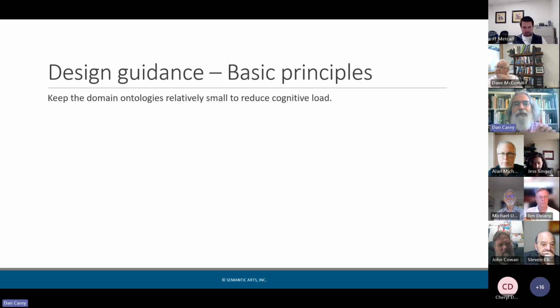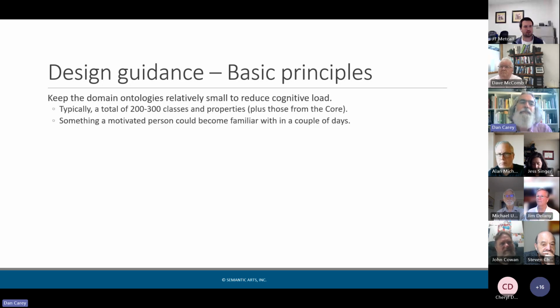One, which I've already emphasized, we want to keep ontologies relatively small because we want to keep the cognitive load low, by which we mean something in the order of 200 to 300 classes and properties total, plus whatever you're getting from the core. But something that a motivated person could sit down and look at and understand and be familiar with in 2 to 3 days of effort. That it would, again, working within the context of their domain, the stuff would make sense and it's not overwhelming.